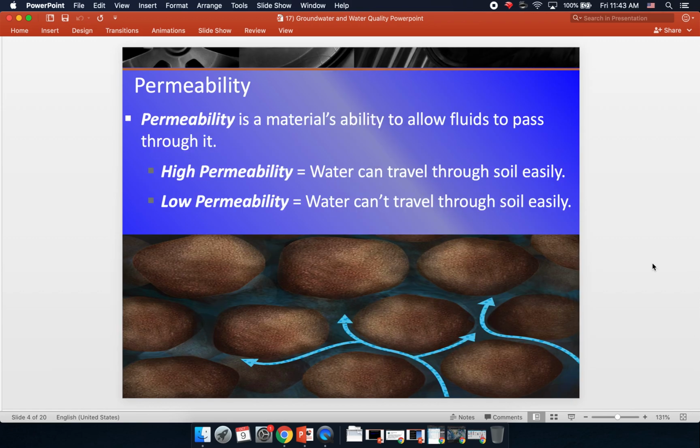Permeability is much like porosity. If you have high porosity, you'll also have high permeability, or if you have low porosity, you'll also have low permeability. And what we mean by permeability is a material's ability to allow fluids to pass through it. Okay, so with high porosity, we have high permeability, meaning water can travel through the soil easily. With low porosity, we have low permeability, and water cannot travel through the soil easily.